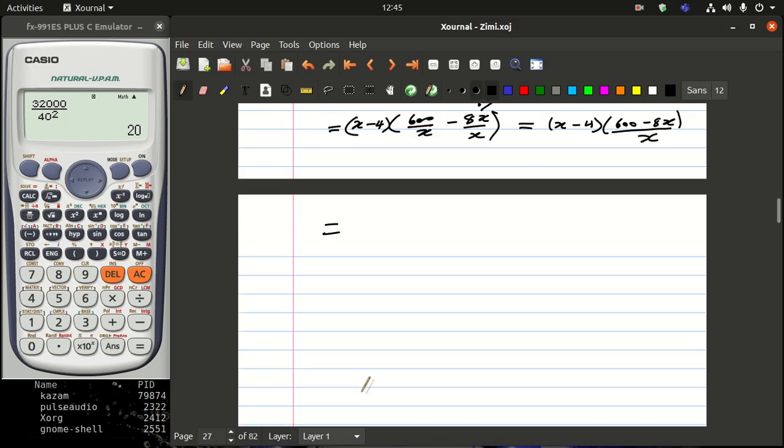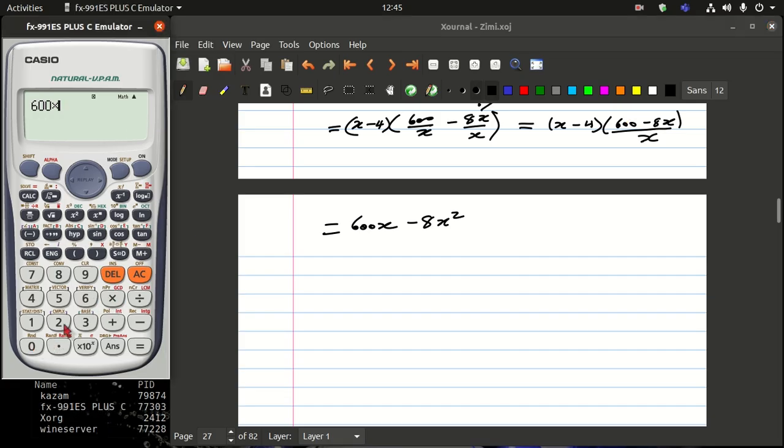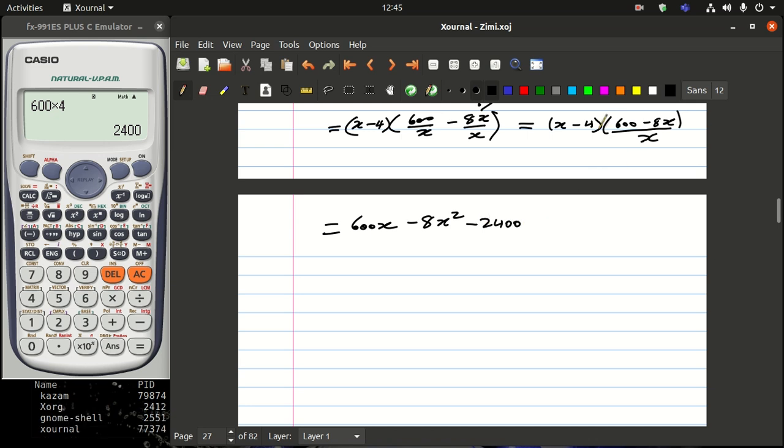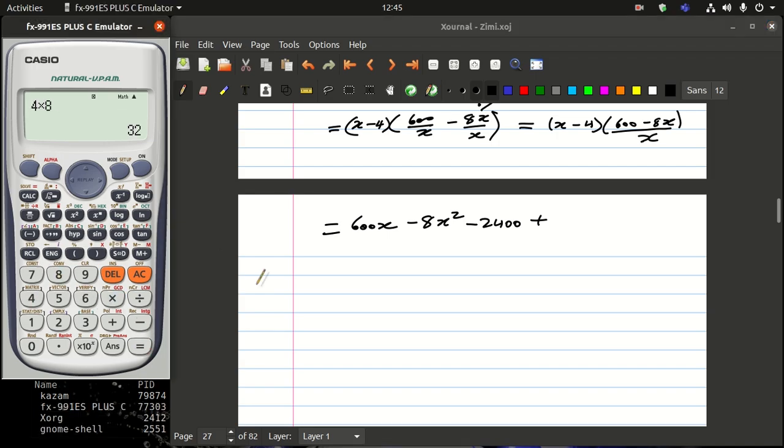Then once we do that, I multiply this by 600, so I will have 600x. I multiply this by that, I will have minus 8x squared. And then I multiply this by that, 600 times 4, which is 2400, so we'll end up having minus 2400. And then I multiply this one and that one, and will end up having a positive. We have a 4, and you multiply that by an 8, you will get a 32.